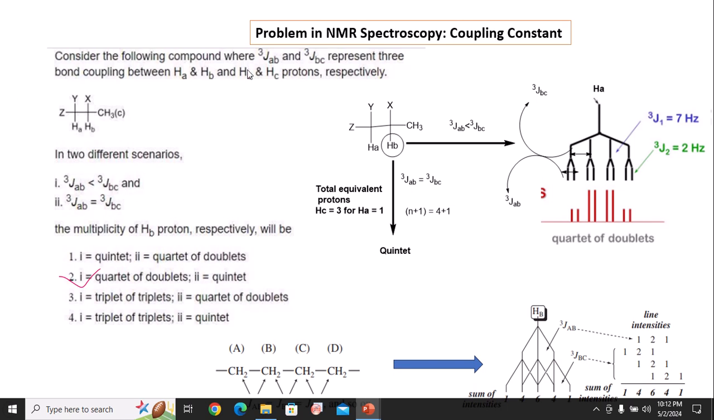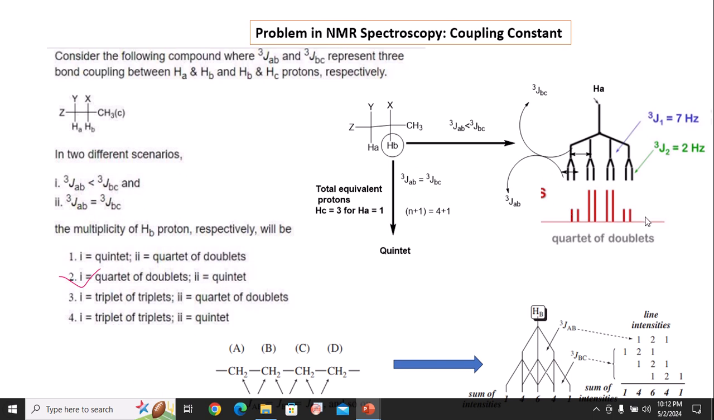Now the problem is on NMR spectroscopy, coupling constant determination. If we consider the following compound, where 3JAB and 3JBC represent the 3-bond coupling between HA and HB, and HB and HC protons respectively. In the first case, 3JBC has a greater coupling constant compared to 3JAB. So the B proton is coupled by the CH3 protons to form a quartet, meaning 4 lines, and after the 4 lines, HB is then coupled with HA and produces a doublet.